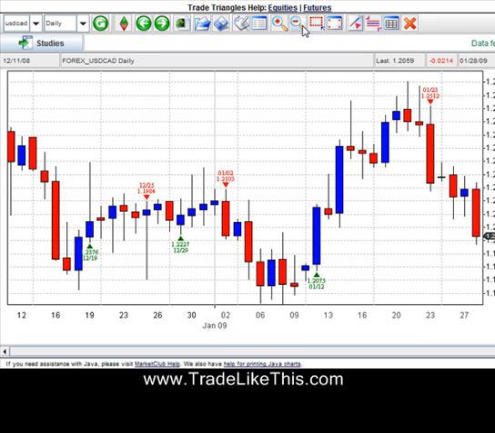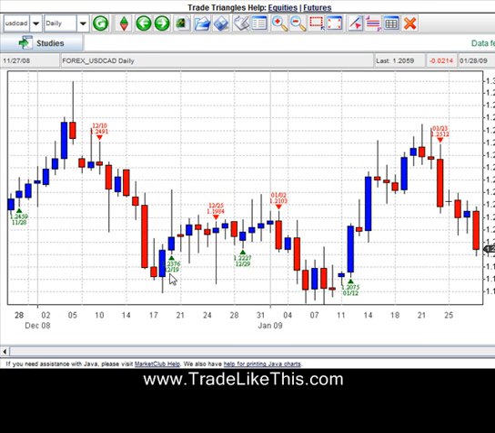So for a short, we need to find the opposite direction, which would be a green triangle here, which is at 123.76 on the 19th. So 3 days later, and you had a 210 pip loss. And the next trade was actually a loss as well, 119.84.